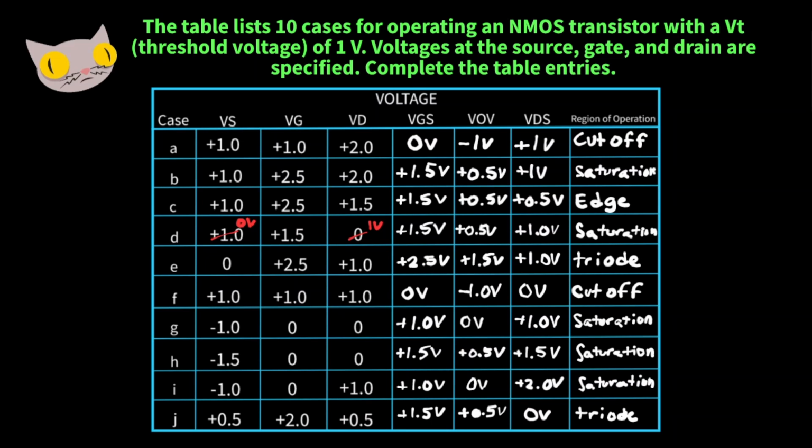So now we've completed and filled out the entire table. We've calculated the gate to source voltage, overdrive voltage, and drain to source voltage of 10 different cases of an NMOS transistor with a threshold voltage of 1 volt. We also found all the regions of operations for each case.